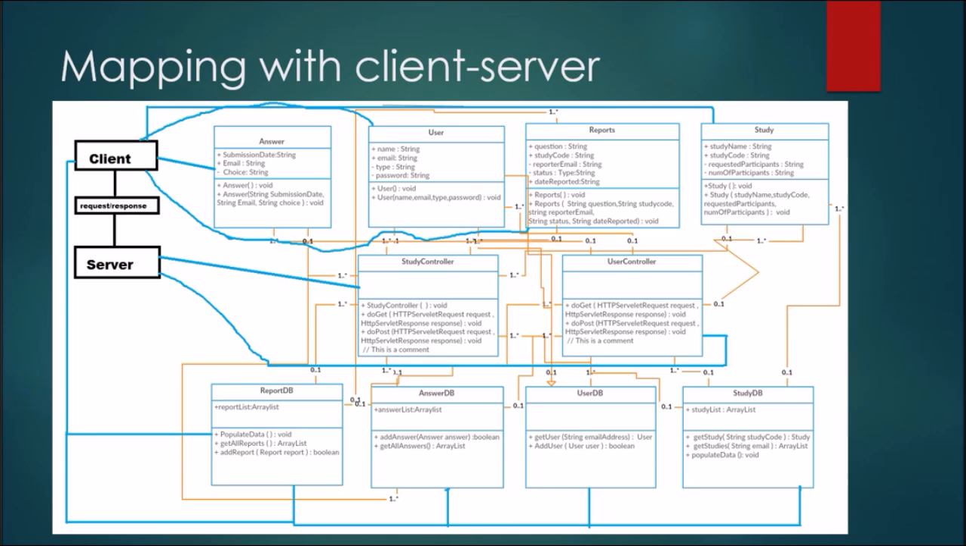Suppose a user is reporting a question, then the report class will tell the controller that I want this. The controller will send the request to the server, and then it will get the response back, and it will return to the report class. The result will be in the report class. So this is how the mapping with the client server architecture works.